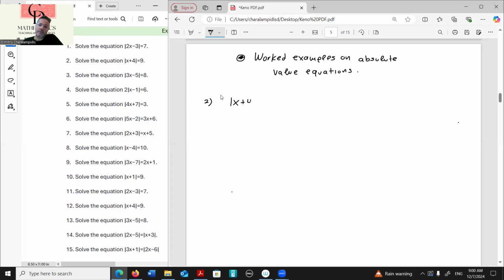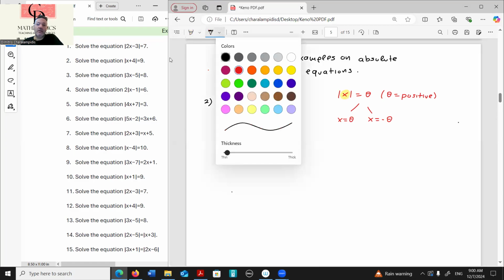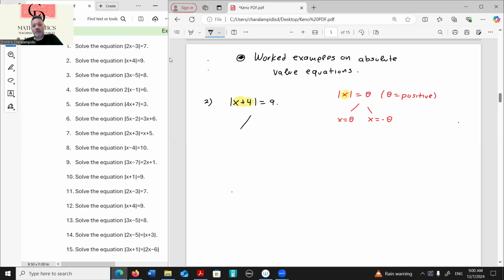Absolute value of x plus 4 equals 9. We know that we have this case: absolute value of x equals theta, where theta is a positive number, means that we have to split it: x equals theta or x equals negative theta. And of course, it's not just about the x, it's always about the expression inside the absolute value. So in this case, all I'm going to do is split it like that.